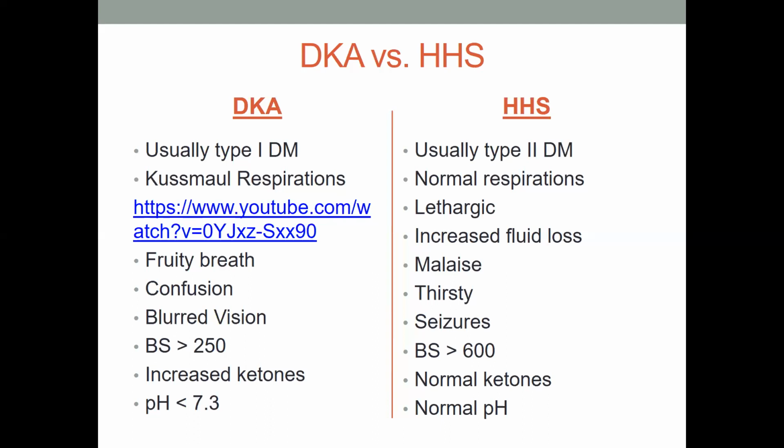Now let's look at HHS. HHS is a metabolic disorder, usually with type 2, that results from relative insulin deficiency. So we have hyperosmolar and hyperglycemia predominate, but the ketosis is absent. So that's one thing that's different from DKA. These clients are not in a state of ketosis because they produce some insulin, whereas with DKA, usually type 1s, do not produce insulin.